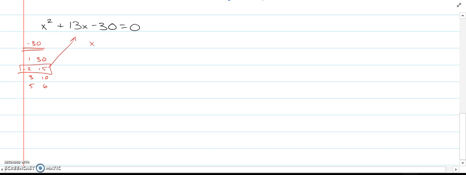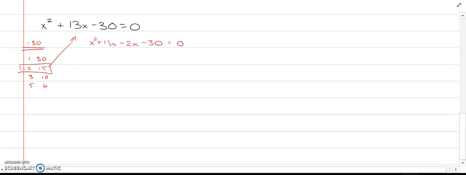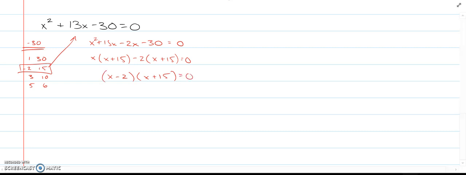This is what it's going to look like. X squared plus 15x minus 2x minus 30 equals 0, still there. Hasn't changed anything that we've done before, so we might as well keep going. Split it. If you're using the box method, that is completely okay. Because at the end of this problem, we should all end up here. But we have x minus 2 and x plus 15.